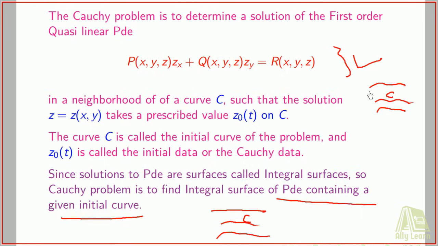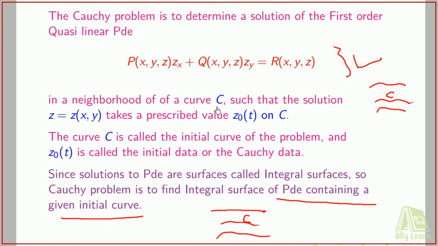So it is very similar to your initial value problems of ordinary differential equations. There you used to find the solution of an ordinary differential equation satisfying an initial condition, and with the help of the initial condition you used to find the value of the arbitrary constant. A similar thing happens in this Cauchy problem. First of all, you find the solution surface of the quasi-linear PDE, and then using the initial conditions, you find the value of the arbitrary function, making it a particular function.